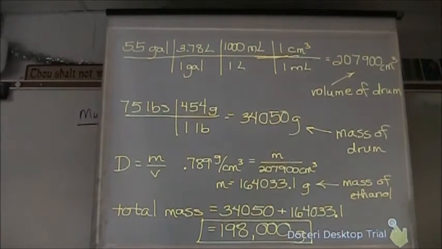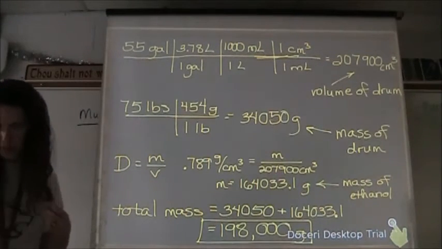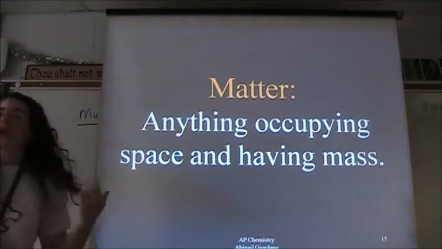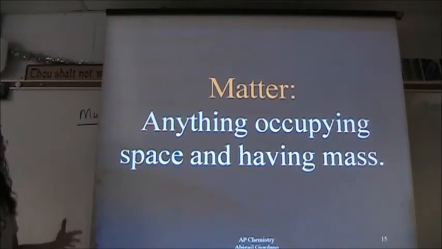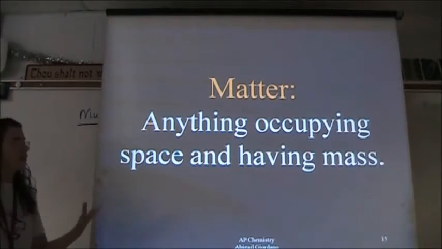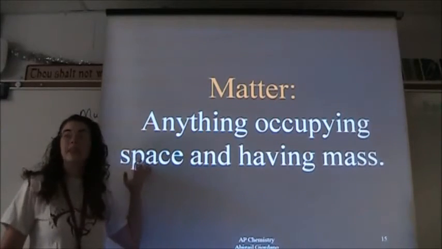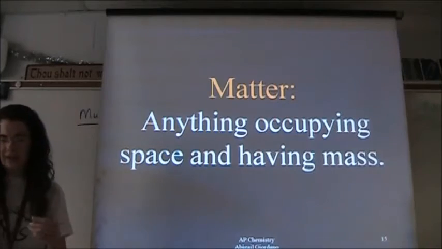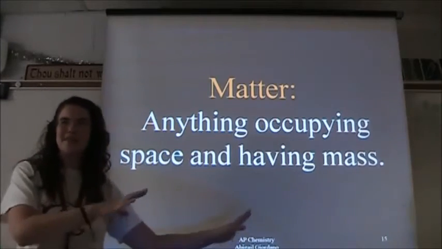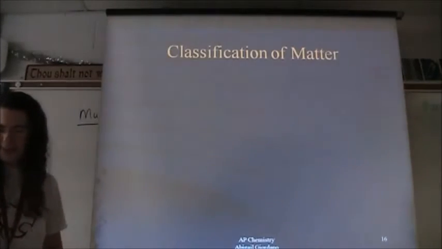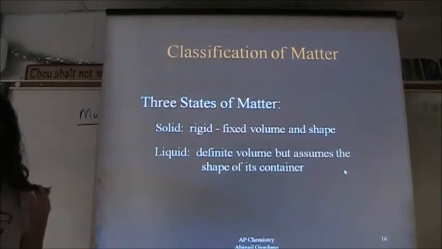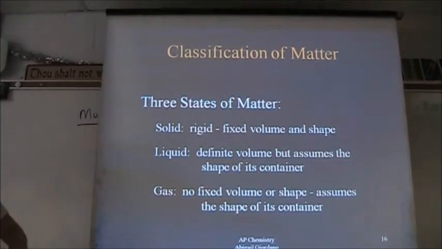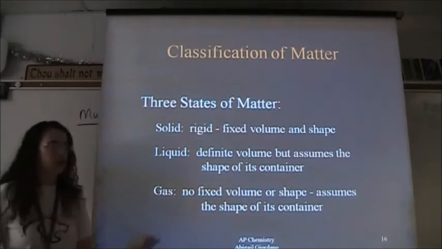All right, so let's wrap this chapter up. The end of chapter 1 just talks about matter being defined as anything occupying space, anything that has volume and mass, including gases. Gases, of course, have mass. We've got solid, liquid, gas. The thing that differentiates them is what kind of volumes they have and what kind of shapes they take.